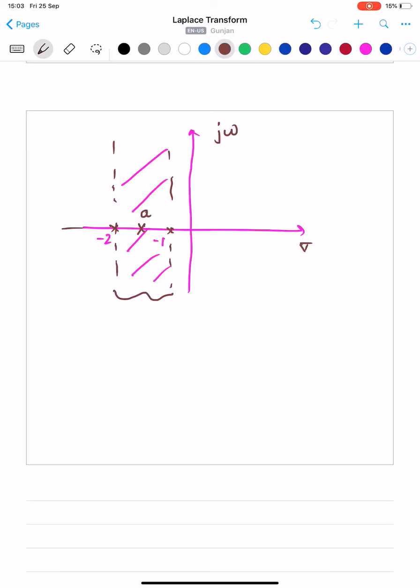In the next video, I'm going to cover the different properties of LTI system and Laplace transform associated with them.